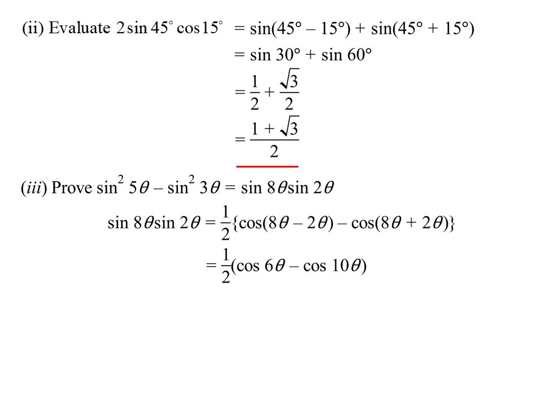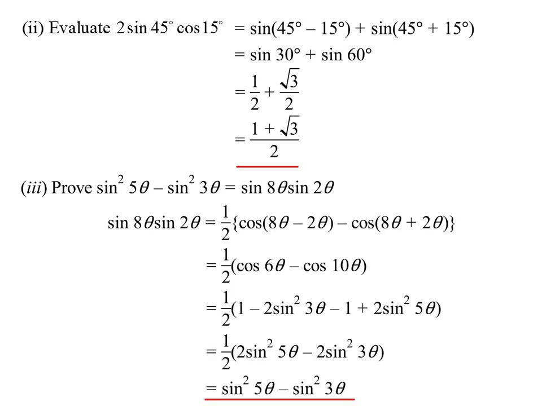Now, I'm going to have to use some double angle results. I want to end up with sine squared. So I'll rewrite cos 6 theta as 1 minus 2 sine squared 3 theta, and I'll rewrite cos 10 theta as 1 minus 2 sine squared 5 theta, but it's the negative of that. Tidying all that up, we get our result that we're looking for.